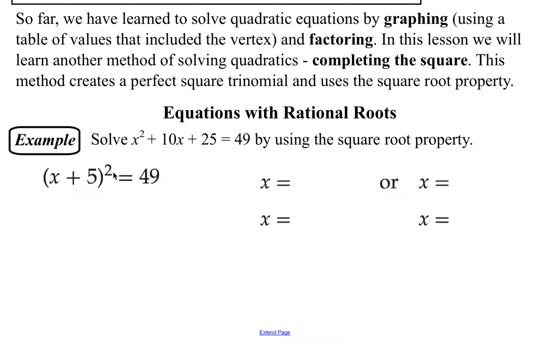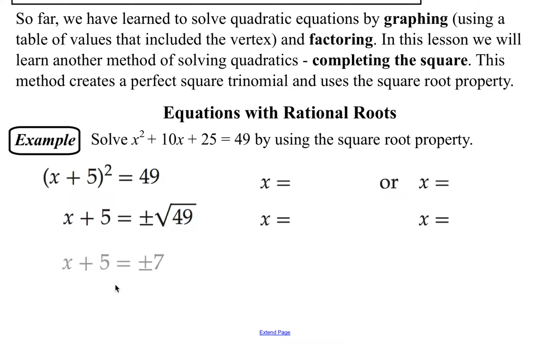Well, now since we have a perfect square on the left and a perfect square on the right, we can take the square root of both sides, and we're left with x plus 5 is equal to plus and minus the square root of 49. Now, remember when we're solving equations for x, when we take the square root of a number from now on, we're going to have to take both the positive and the negative values, because we know that negative 7 squared is 49, and positive 7 squared is 49. So we're going to use both of those answers.